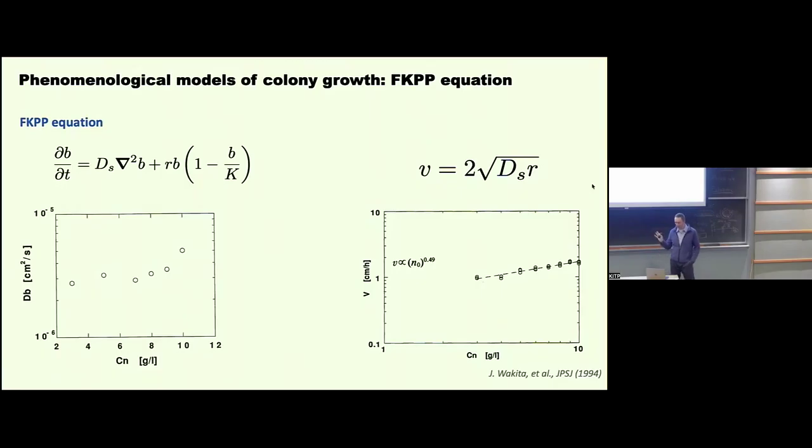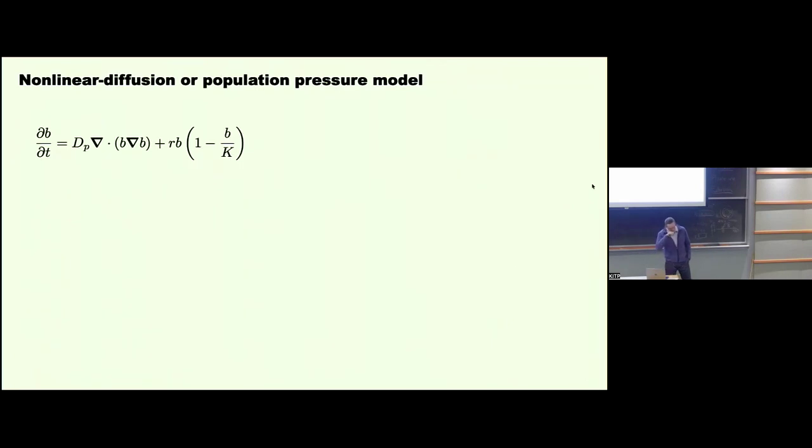But the Fisher equation always predicts a linear expansion with a constant velocity. So the following model became quite popular, trying to understand colonies on hard agar, where the cells are pushing each other. It goes under a variety of names, such as the nonlinear diffusion or population pressure model. The key difference is that now our diffusivity is density dependent.